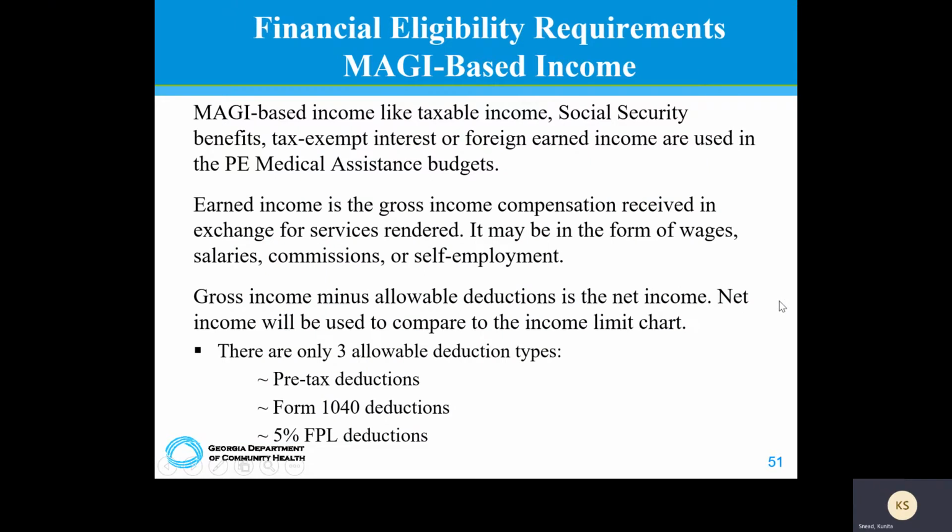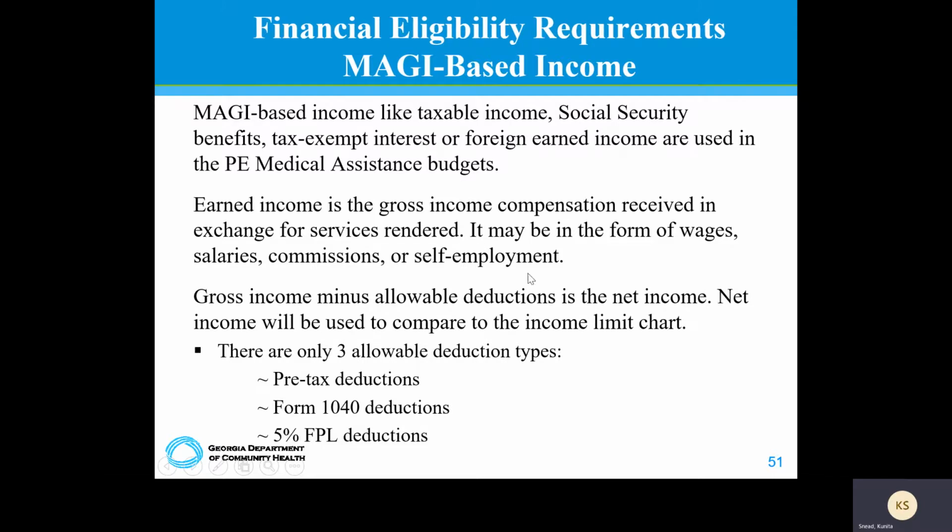Okay, talk about the MAGI-based income. We kind of touched a bit on this earlier. MAGI stands for Modified Adjusted Gross Income, and this is taxable income. But remember, there are other types of income that we include that are not taxable, like Social Security benefits, tax-exempt interest, or foreign earned income. All of those types of income will be included in the budget for the PE determinations.